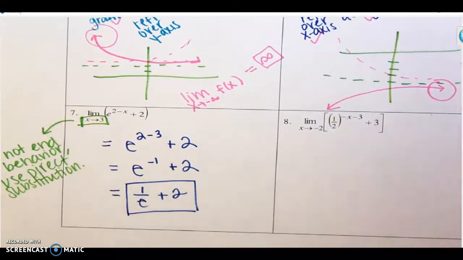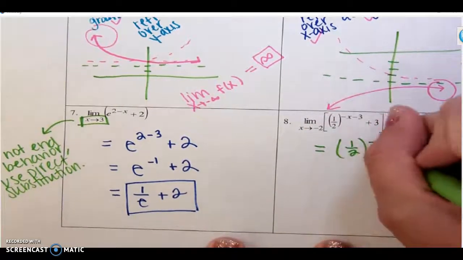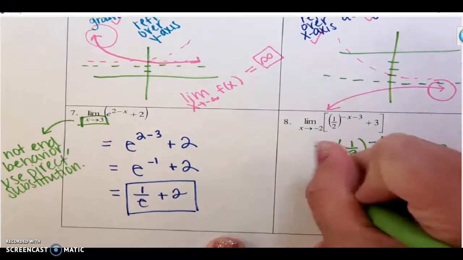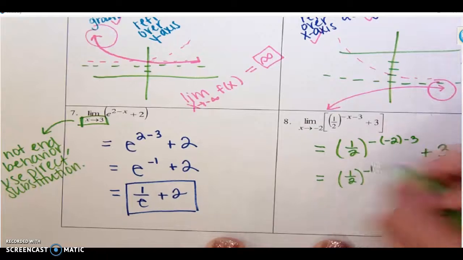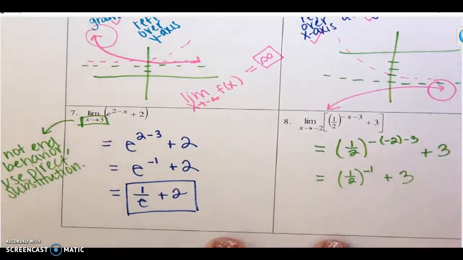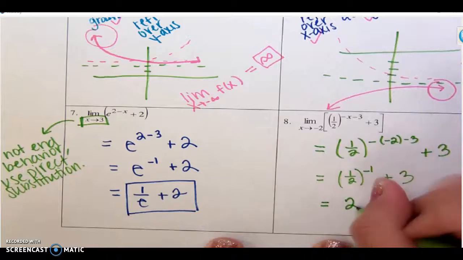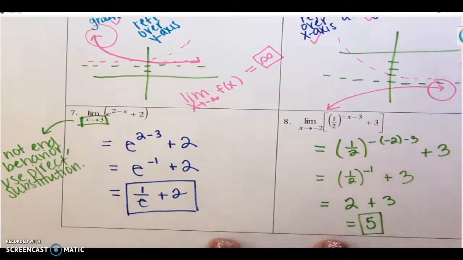And then this is the limit as x approaches -2, so same thing, we can use direct substitution and plug in that -2. So we're going to have 1/2 to the -1 power plus 3. Anything to the negative power just means it's going to flip the fraction, so it's really 2 plus 3, so we're going to get 5. So just make sure you see the difference on when you need to look at the graph, when you're looking at end behavior, versus when you can just do your direct substitution.